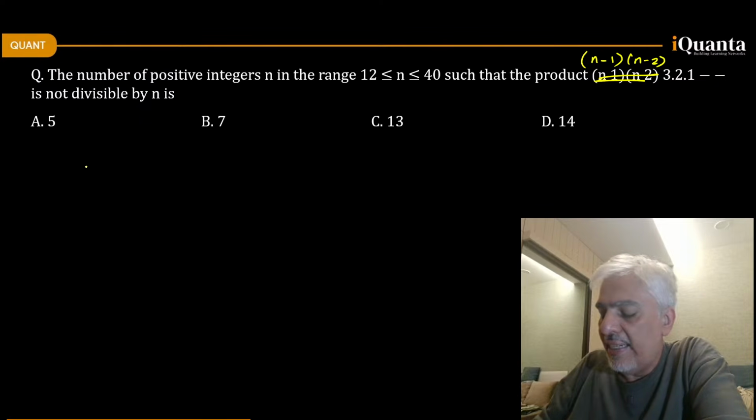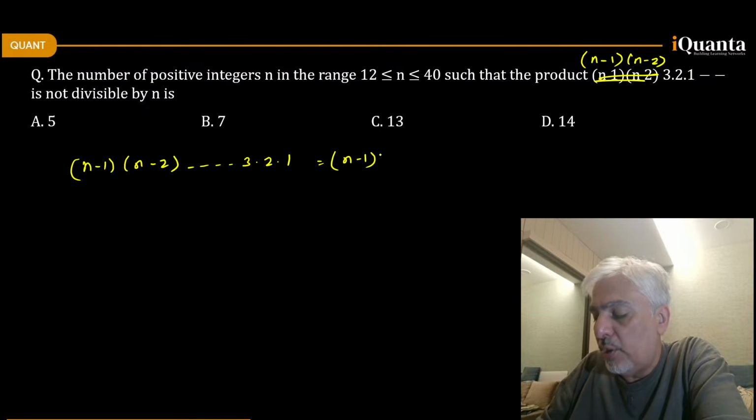If you understand, what is n minus 1 into n minus 2 up till 3, 2, 1? This is nothing but n minus 1 factorial.